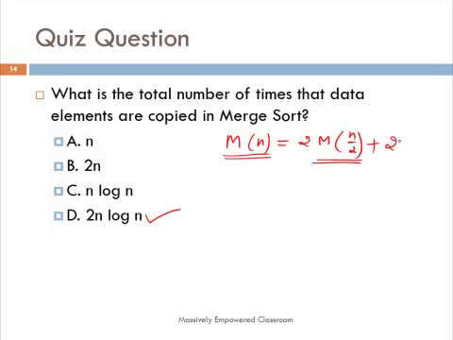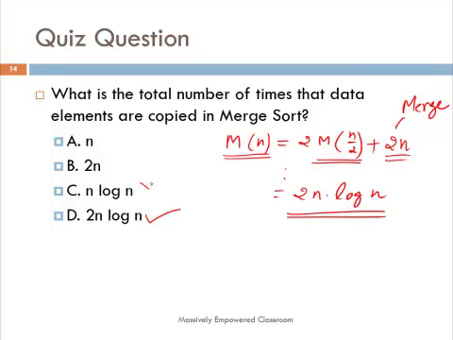And during merging, it is 2n, because each element is copied from array A to array B once, and each element is at the end copied back from array B to array A. So every element is copied only once during the loop and only once at the end, but every element is copied. So there are 2n copying operations going on each time merge is called for size n. If you solve this using the usual substitution method, it comes out to be 2n log n. So it is not n log n or 2n or n, it's actually 2n log n.